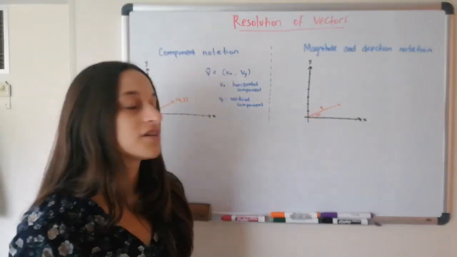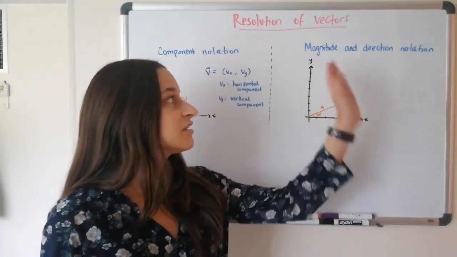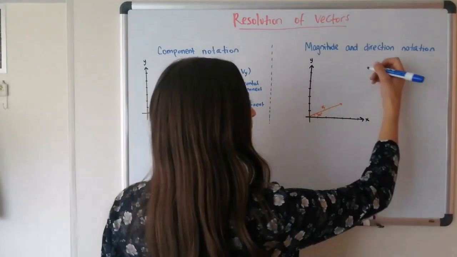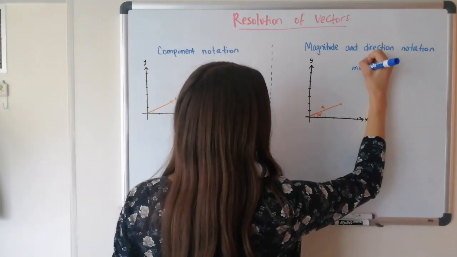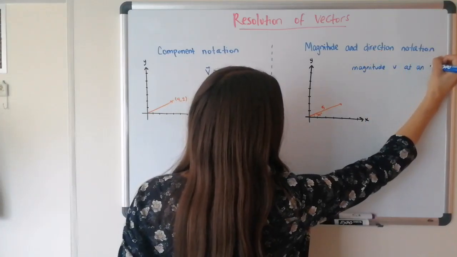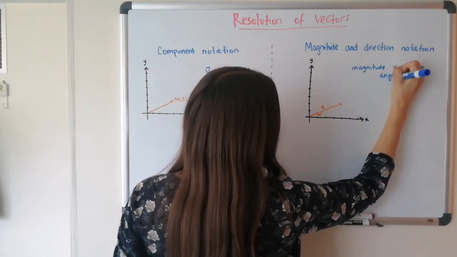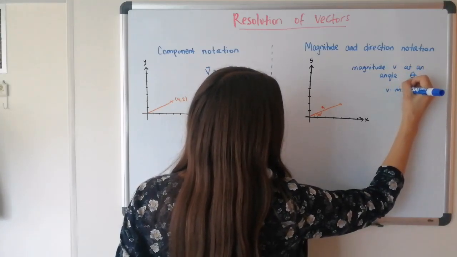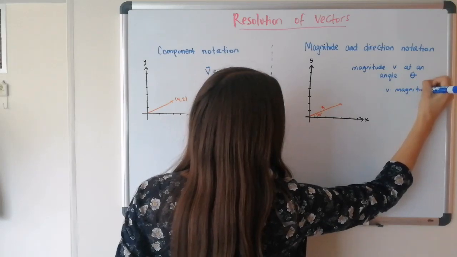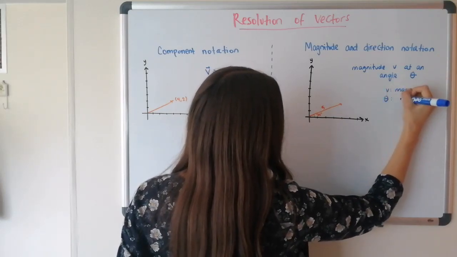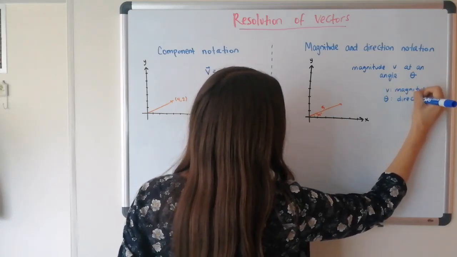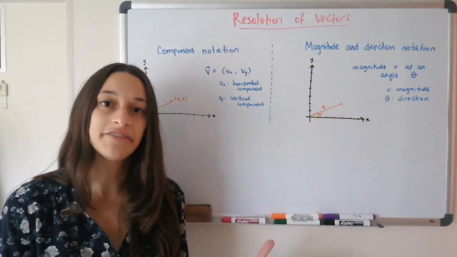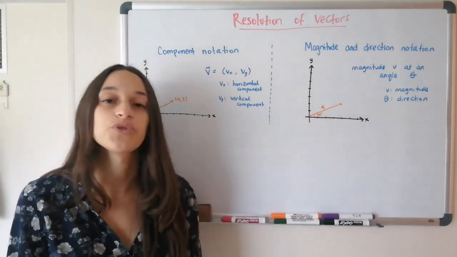On this side, we have a slightly different vector that is given in the magnitude and direction notation. So when we give the magnitude and direction, we give a magnitude v at an angle theta. So v is the magnitude, and theta, the angle, is the direction. In this example, our vector has a magnitude of 5 and a direction, or an angle, of 30 degrees.